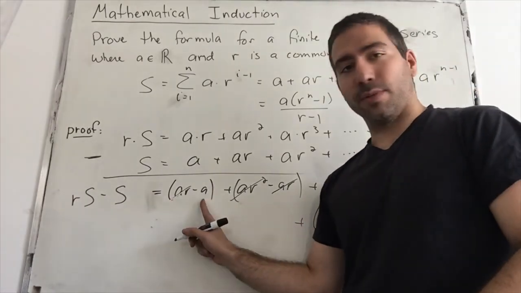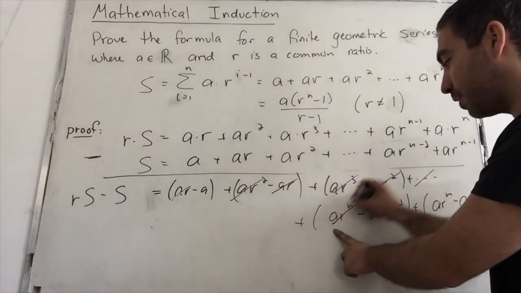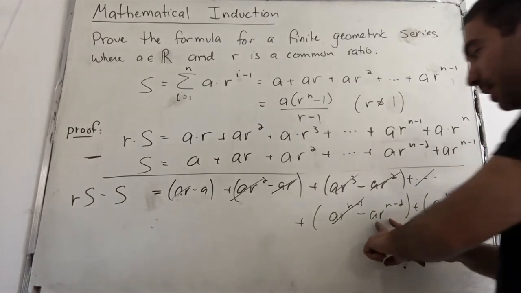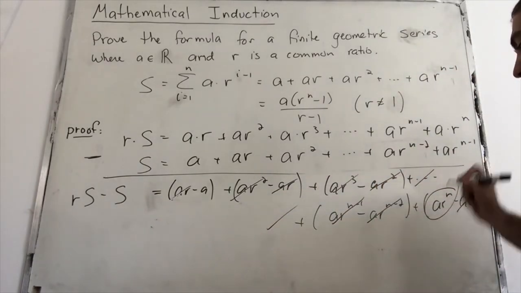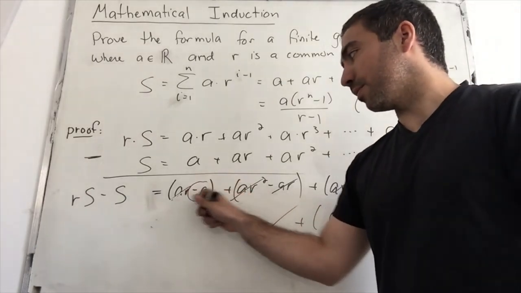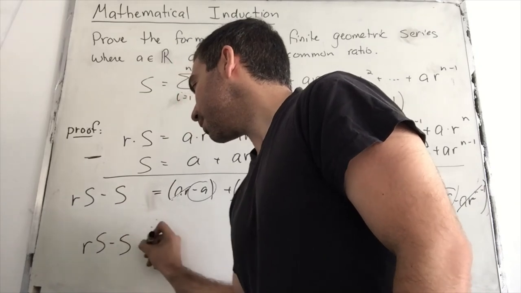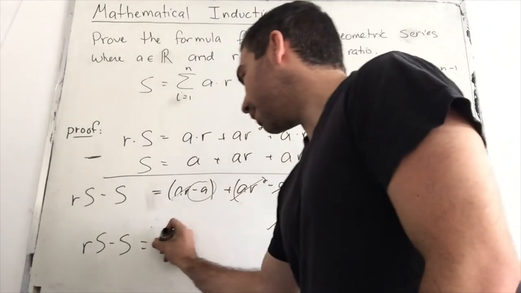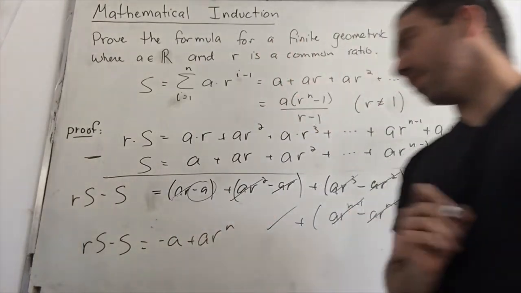So here the second term remains, which means the second to last term is going to remain. So the AR^(n-1) here cancel, one's positive, one's negative. The AR^(n-2) is going to cancel with the AR^(n-2) over here, which would be positive, leaving us with just A times R^n, and this term here, the minus A. So what we get is RS minus S. Here we're using a telescoping sum argument, and it's leaving us with negative A plus A R^n.